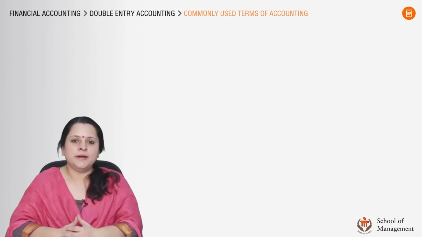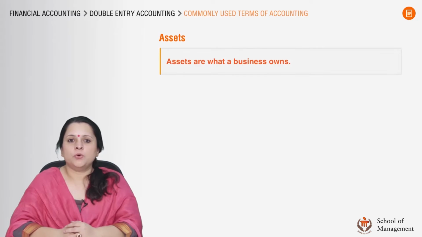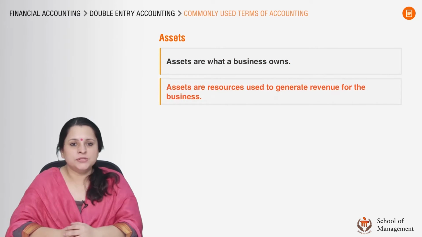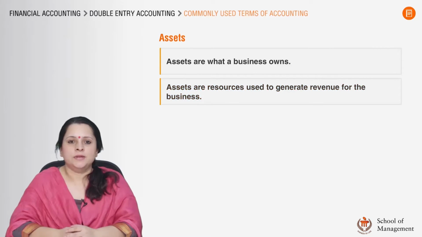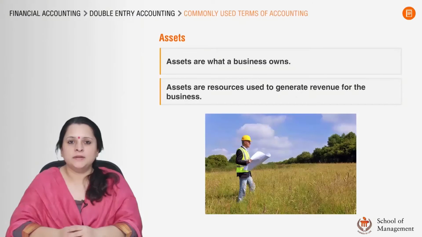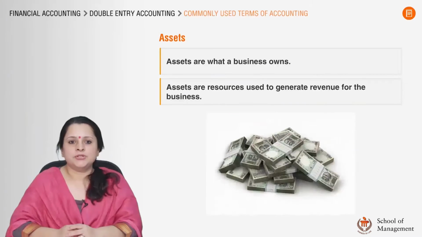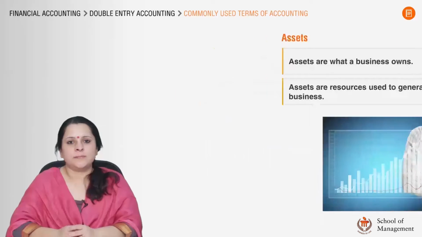Now, in order to understand how double entry works in practice, it is important to first understand some of the terms that are commonly used in accounting. The first term is assets. Assets are what a business owns. These are resources used by the business to generate revenue in the current and future years. So, some examples of assets are buildings, land, machinery, cash, stock, etc.